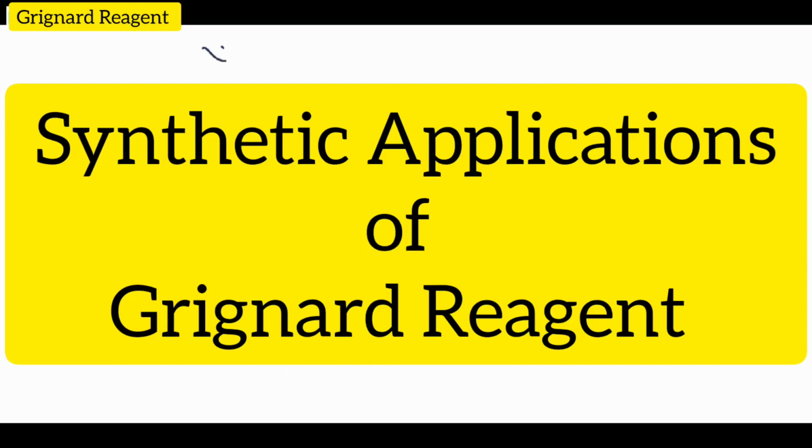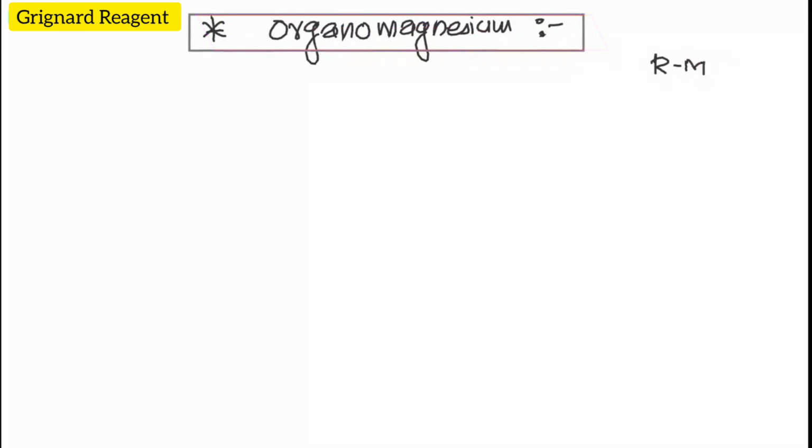The first organometallic compound will be called organomagnesium. This is the structural representation of the reagent, where we can use R. Instead of R, you can use the alkyl group. R means alkyl, allyl, vinyl, propargyl, then benzylic, then phenyl. Whatever type of R is there, all types of organometallic compounds are available.